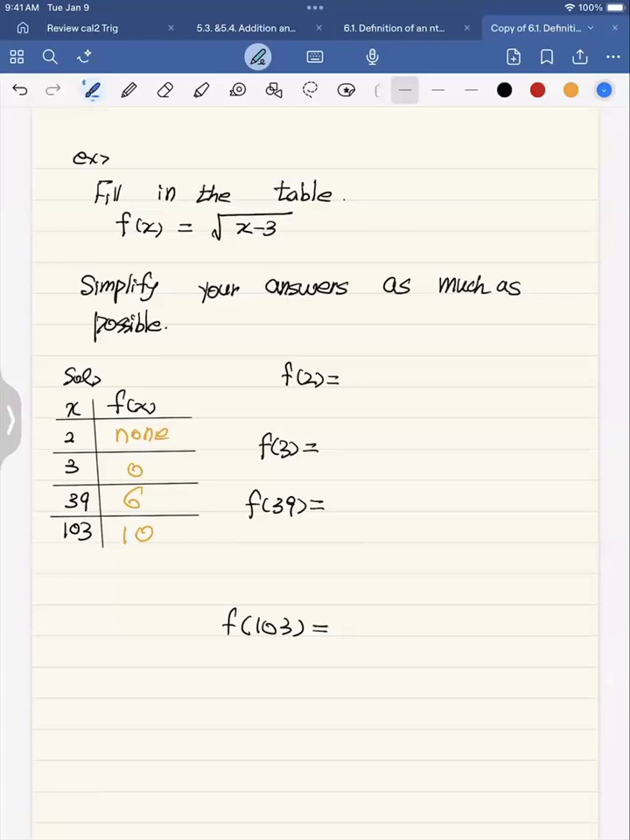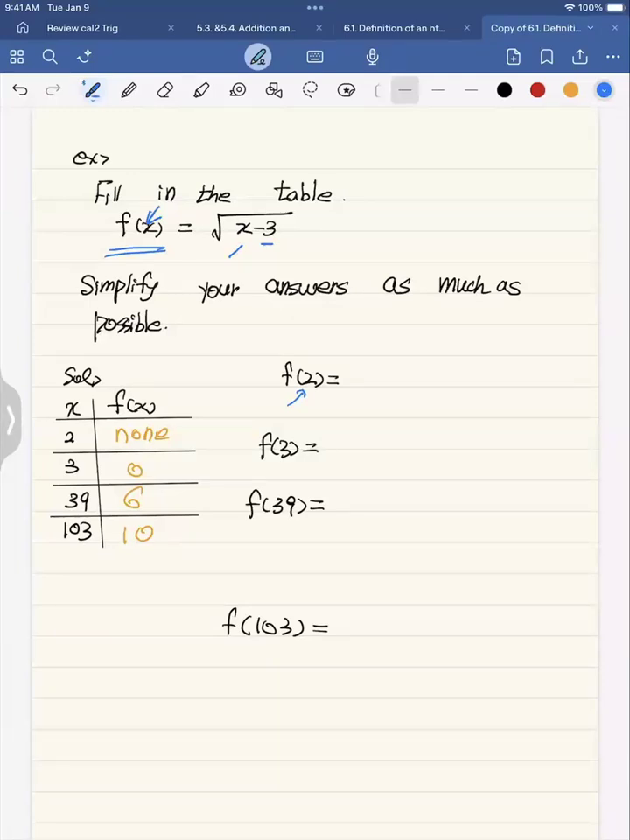In the next problem, we have to fill in the table. All we have to do is replace this x by the given number. Now, how do we interpret this function sign? The function value, the output of the function, is the square root of input minus 3. Input is written here.